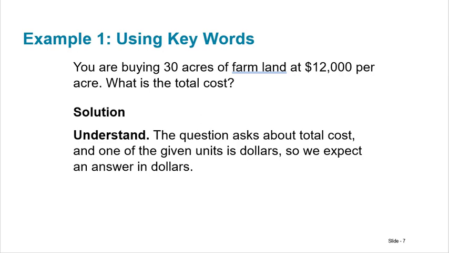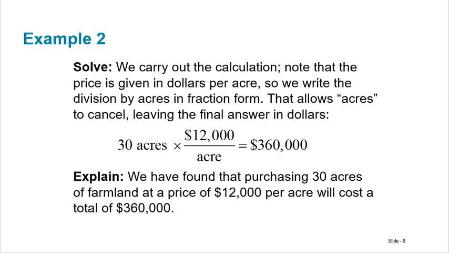So for instance, if you're buying 30 acres of farmland at $12,000 per acre, what's the total cost? Well, you understand that it's asking you to find total cost, so you have to come up with an equation for cost, right? And very simply, you're just going to go, oh, well, cost is just going to equal area times price. So it's going to be 30 acres times 12,000 per acre.